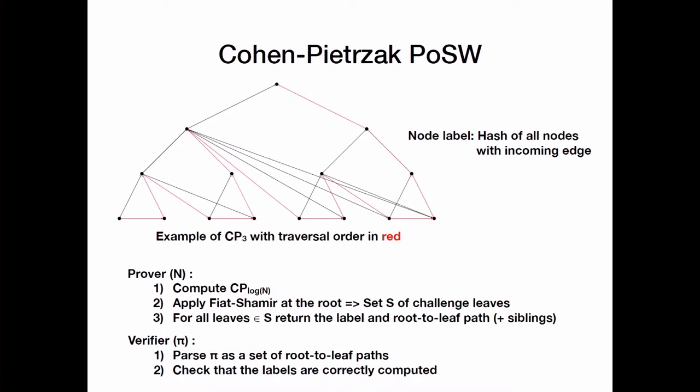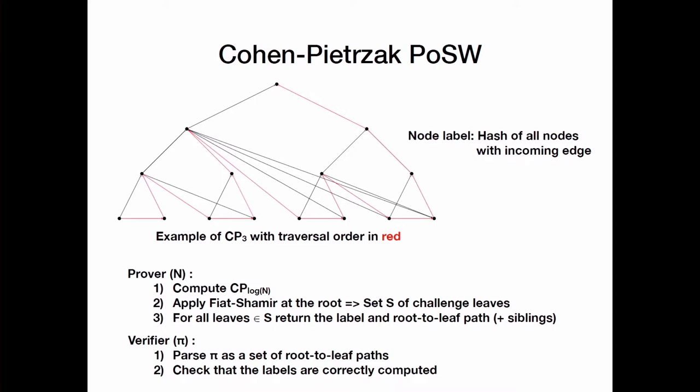How does this proof of sequential work? The prover starts computing this graph and goes through the whole computation. Once it gets to the root, it applies the Fiat-Shamir transformation and gets a set S of challenged leaves. Now, for all these leaves in S, it returns the Merkle commitment. Let's say that one of these leaves is here, and it has to return the path P plus all the siblings. Given all this information, the verifier can verify that this is correctly formed and that the hashes are indeed computed correctly. And this is repeated in parallel to boost soundness, but this is not really important.